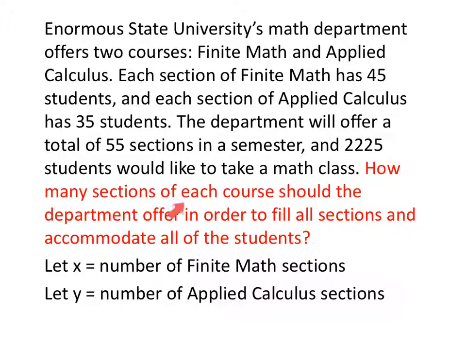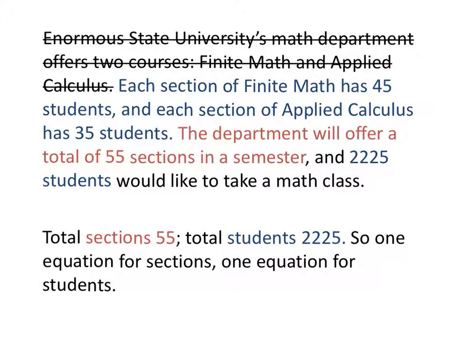In all of this going on, I focus in on the last sentence, the question. How many sections of each course? So let's let X be the number of finite math sections, and let's let Y be the number of applied calculus sections. Because that's what we're talking about, finite math and applied calculus. Then I'll go back and ignore what I don't care about. I don't care that there's only two classes. Great, I have that handled, X and Y.